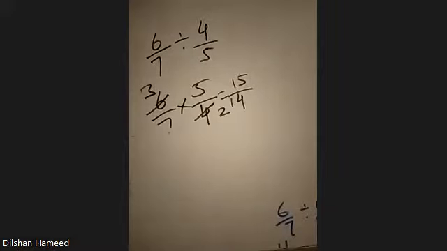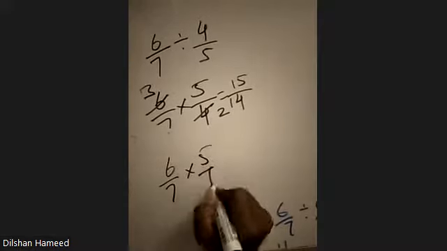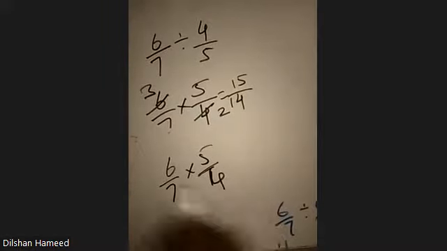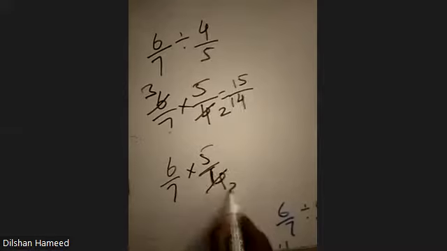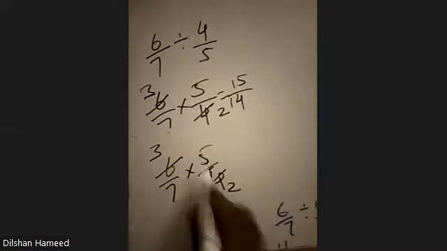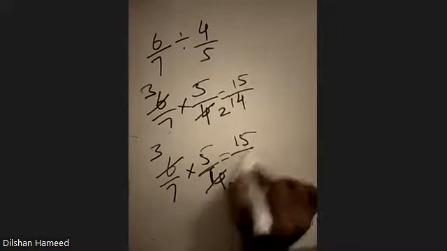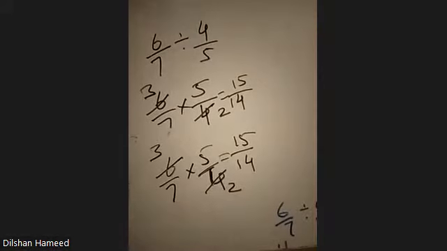Somebody is asking how 6 upon 7 into 5 upon 4. So this you can cut. 2 2s are 4, 2 3s are 6. Is there anything else we can cut? No. So 5 3s are 15, 7 2s are 14.